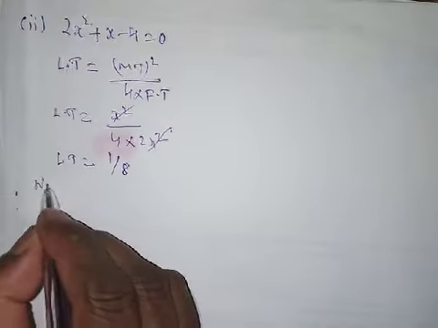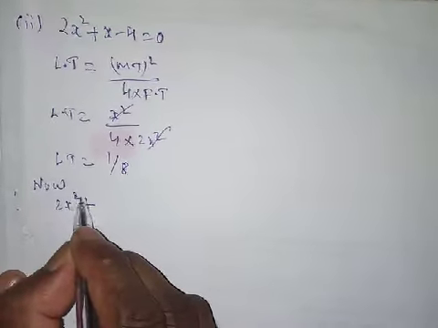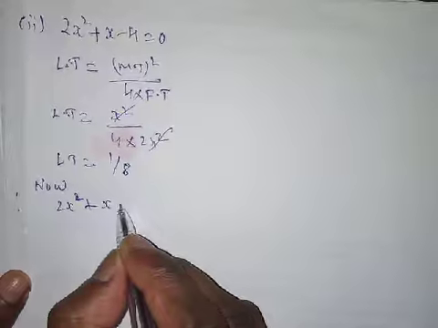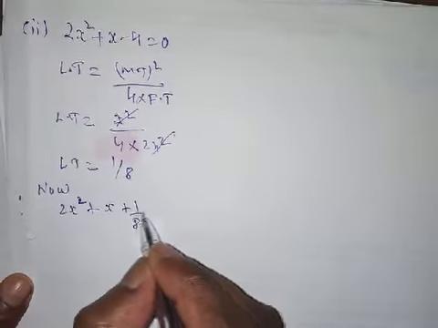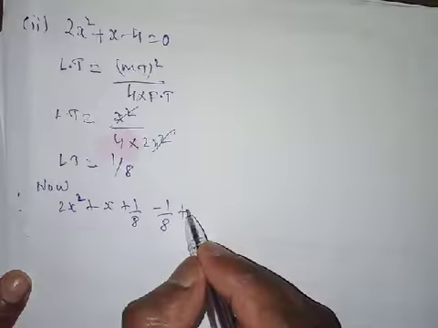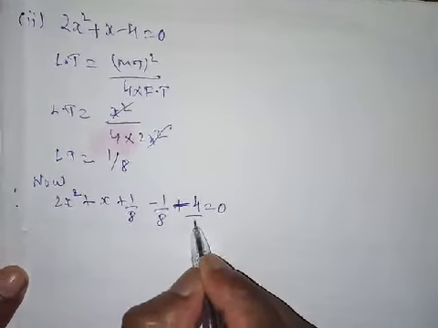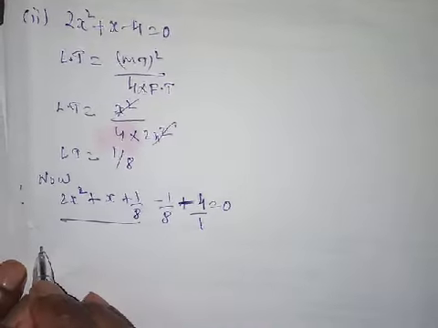So now we have 2x square plus x plus 1 by 8. We added 1 by 8, you have to subtract 1 by 8, and what was there with you? Minus 4 is equal to 0. This becomes perfect.